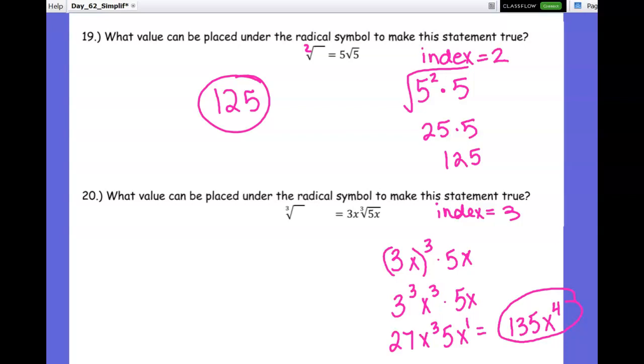Okay, so that's it for today, and next class we'll learn how to rationalize the denominator and how to divide radicals. Bye.